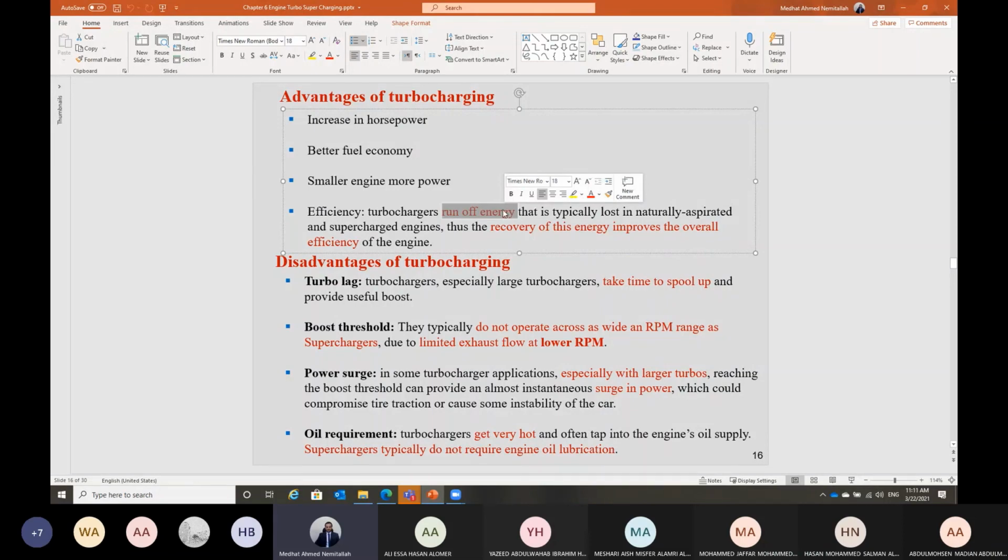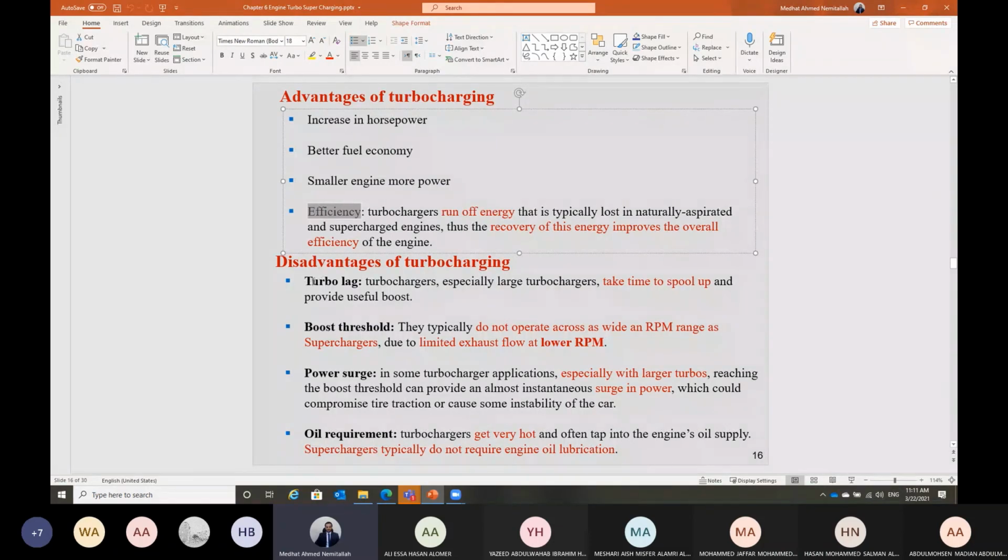Because in this case, we just make use of the energy in the exhaust gases, which we call the blow-down energy. We take this energy and run a turbine, and the turbine runs a compressor to compress the air. So we don't consume part of the energy output of the engine in this case. So a turbocharger is preferred compared to the supercharger, as it will improve the efficiency of the engine.